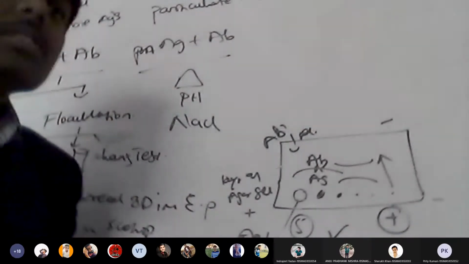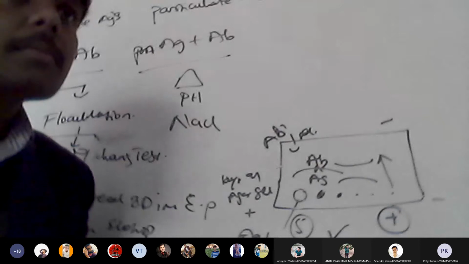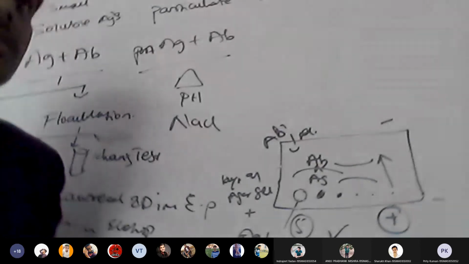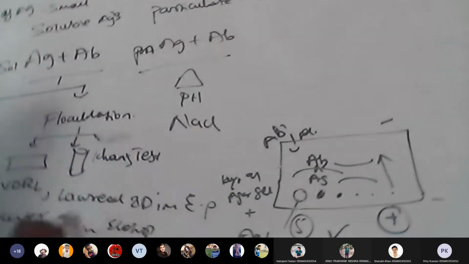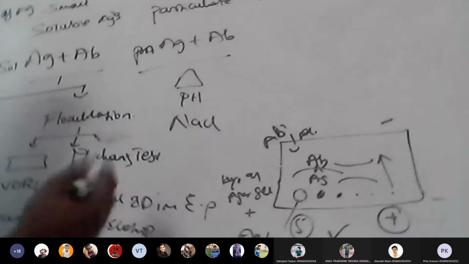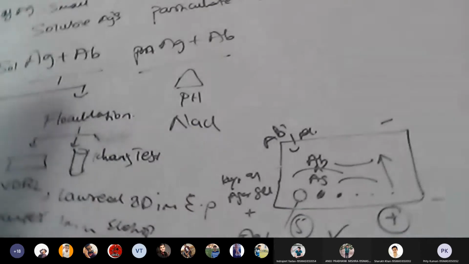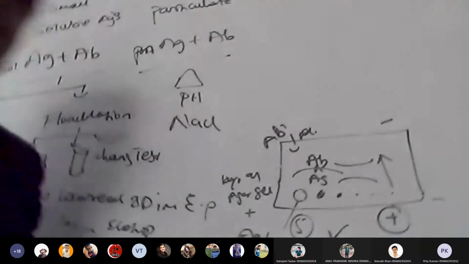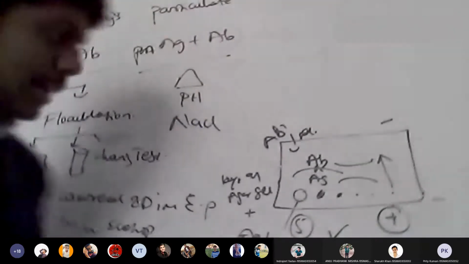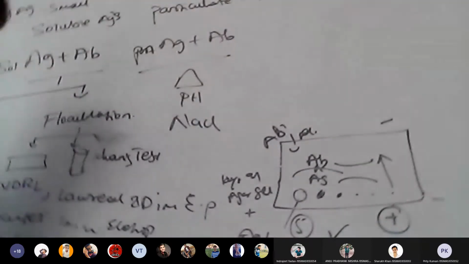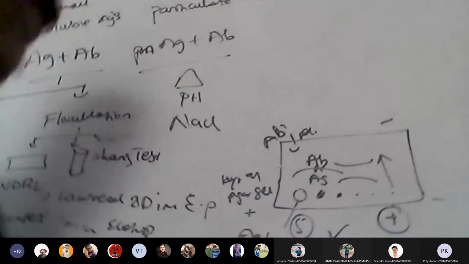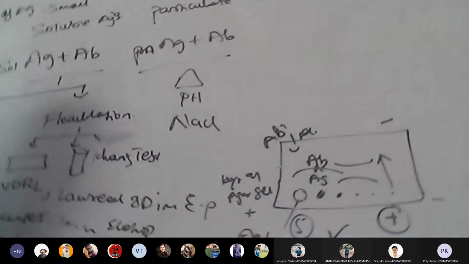Did you explain rocket immunodiffusion, rocket immunoelectrophoresis? Yes, I just said the name. You can write the uses by yourself. Rocket immunoelectrophoresis and counter immunoelectrophoresis. Prashant Tyagi's question is, what is rocket immunoelectrophoresis? Why are they calling it rocket electrophoresis?